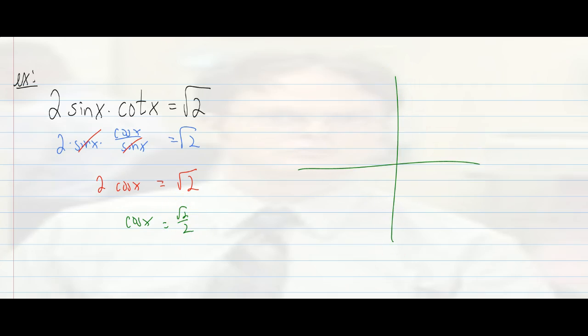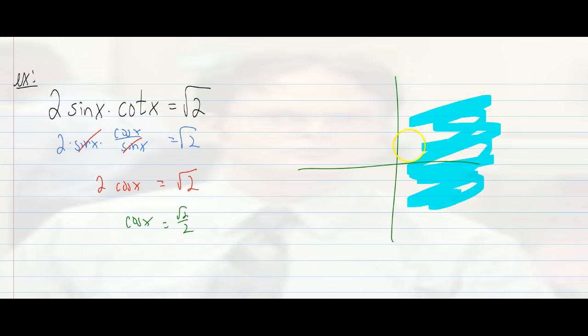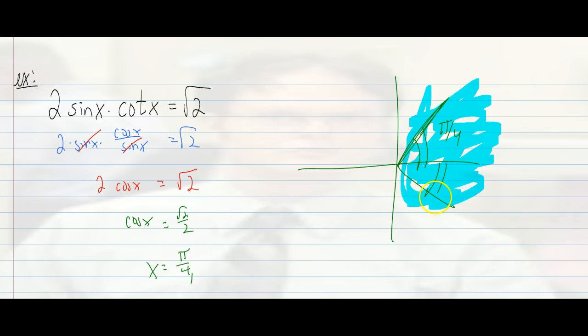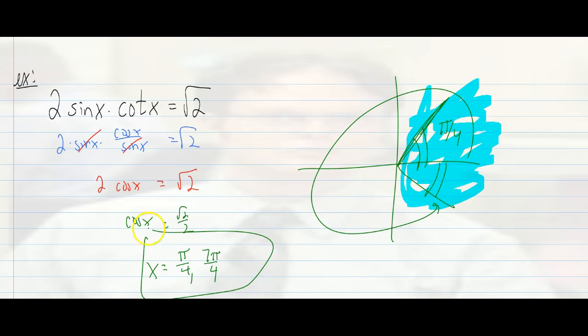So thinking about quadrants again, cosine is positive in the first quadrant and the fourth quadrant. Where is cosine equal to root 2 over 2? Well, at 45 degrees or pi over 4 radians. So one of our answers is pi over 4. The other answer is in the fourth quadrant with that reference angle. So it's pi over 4 less than 2 pi. In other words, take 2 pi minus the pi over 4, and we get 7 pi over 4.